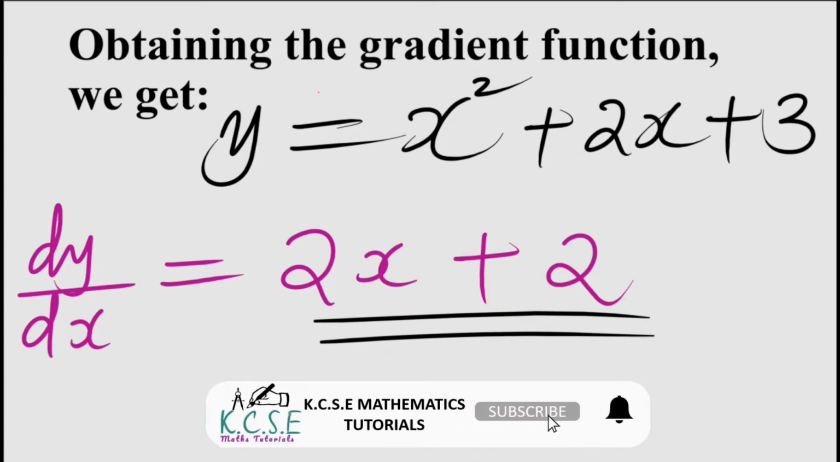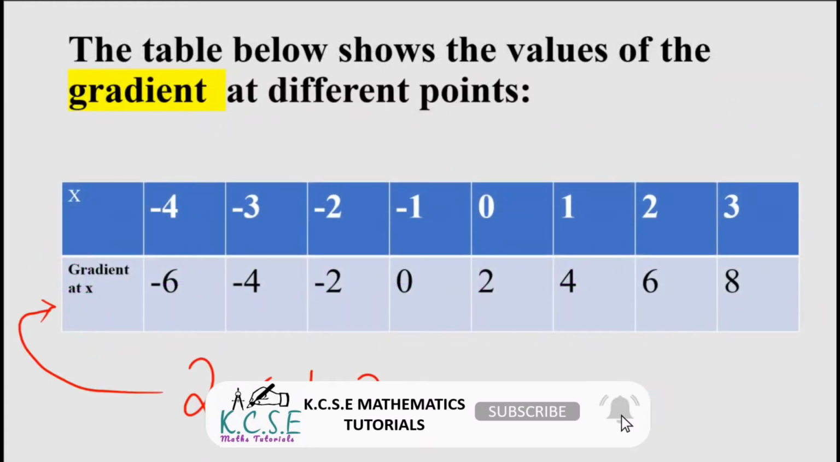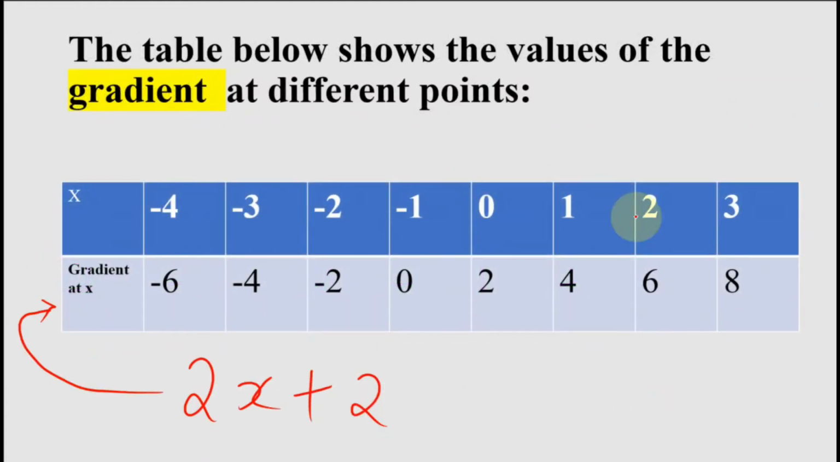The next thing you're going to do is to prepare a table of values with some points of x from -4 all the way to 3. Then to obtain the gradient at x, you use the gradient function that we have just obtained. So you substitute -4. When x is -4, you get -8 plus 2, which is -6. You go on filling. So this table of values represents the gradient at different points.